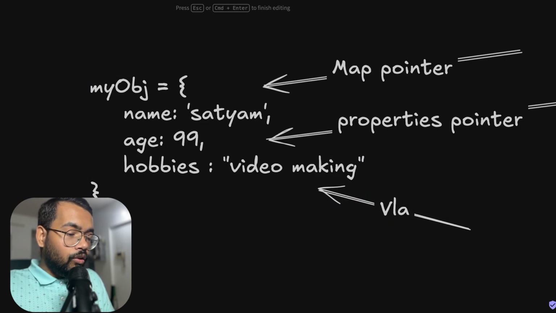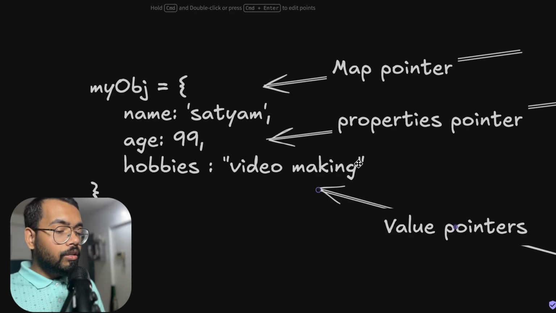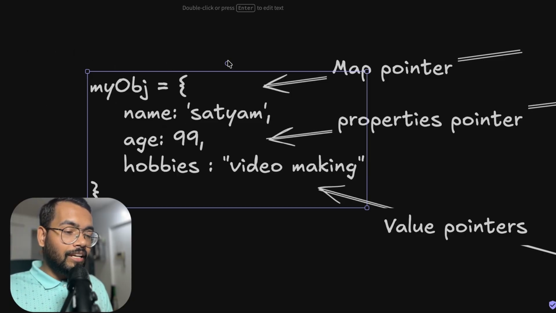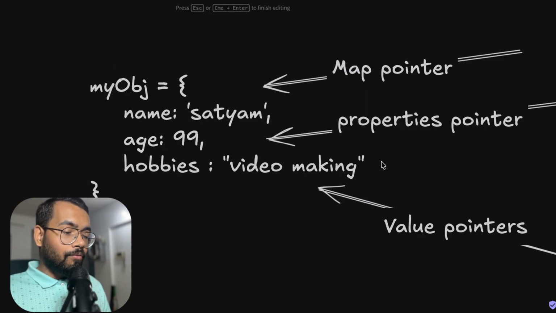So we will have value pointers, and we will have a value pointer for each value. For the properties pointer we just had one pointer that was responsible for all the properties, but for values we have one pointer for each value in a property. So as you can see, we have many pointers for this simple object. Right now we have about 5 pointers for this one single object, with 3 properties inside of it.